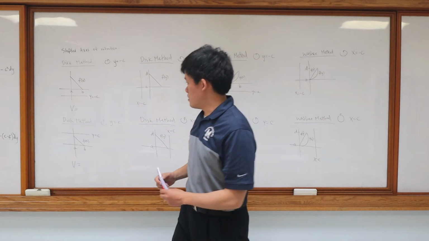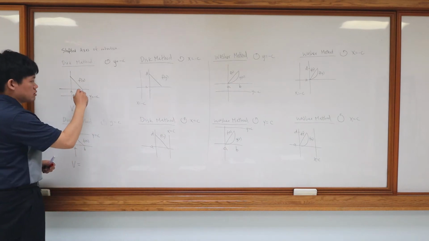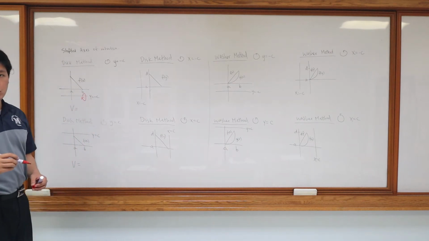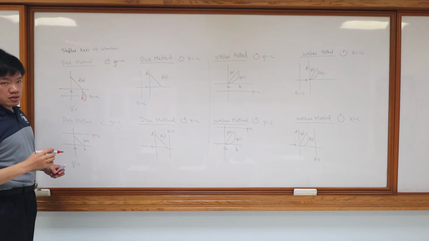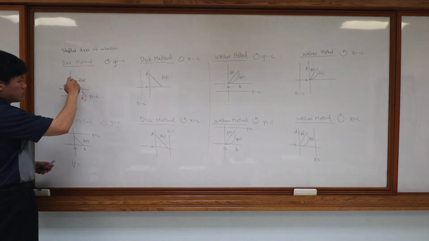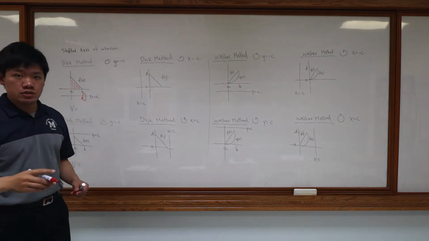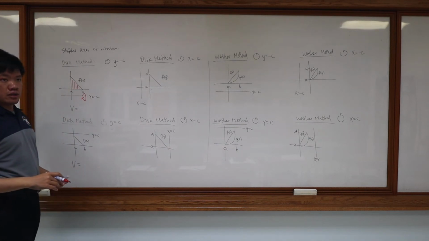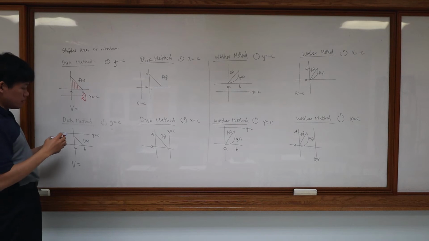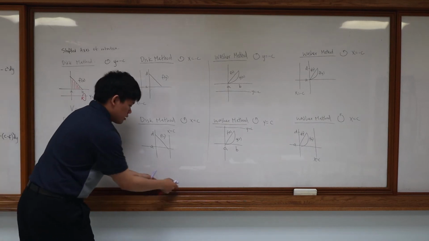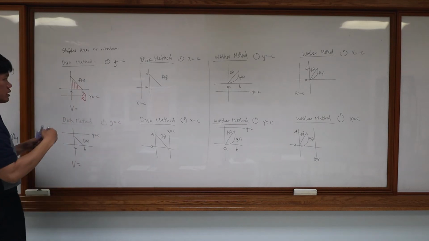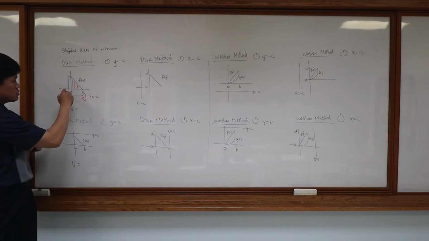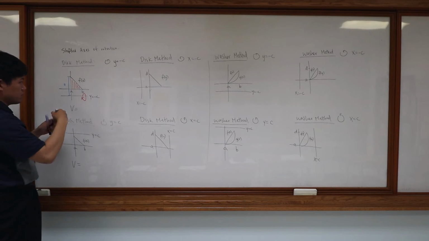So because when we rotate, we have to talk about which direction. The disk method is always going to be vertical if the axis of rotation is on the x-axis or anything that's horizontal. So we need to talk about the outside and inside. This is the outer radius, my function minus c, and my inner radius is going to be this region over here.